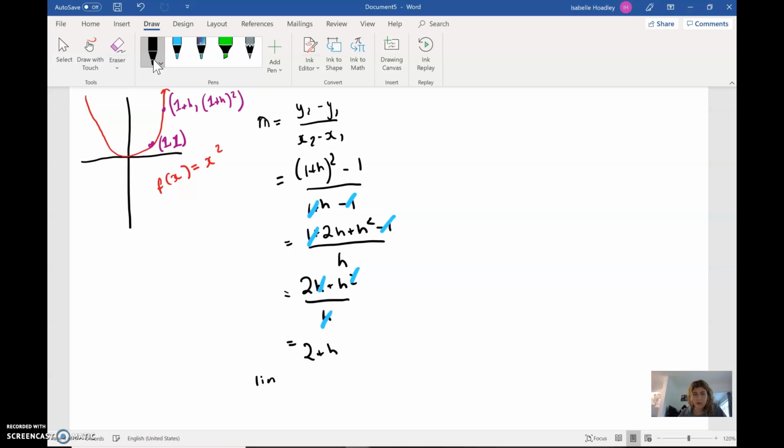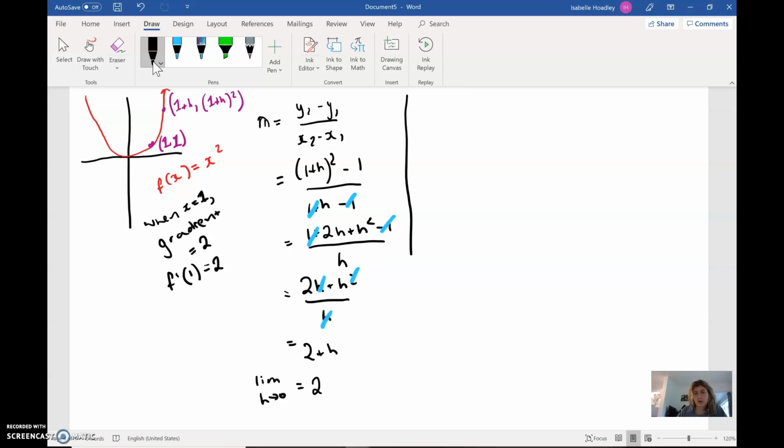From this point onwards, we can take the limit as h approaches 0, because again, that's such a tiny number, and we're left with our gradient of 2. So what this is telling us is that when x equals 1, our gradient equals 2. Now instead of talking about the gradient, we can give this another term. We can say that this is f dash of 1. So our gradient, or our derivative, at x equals 1 is equal to 2.